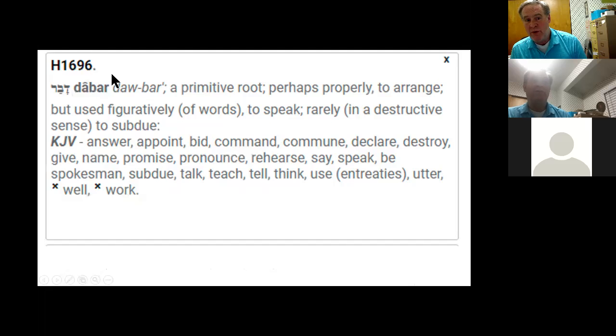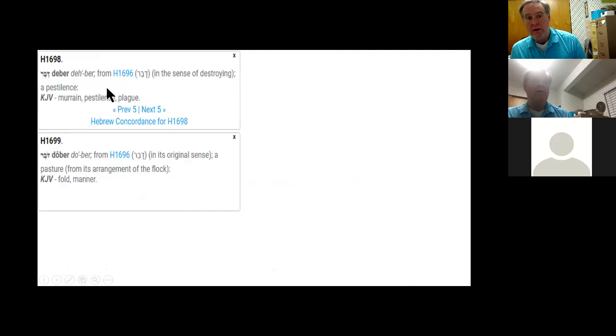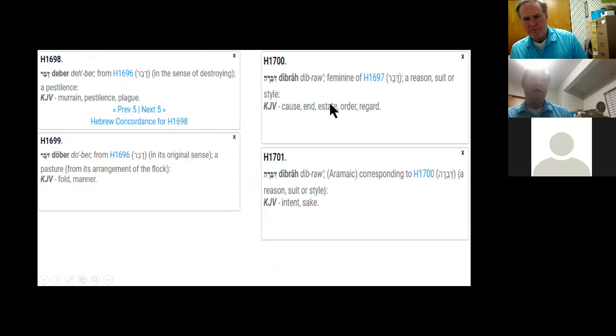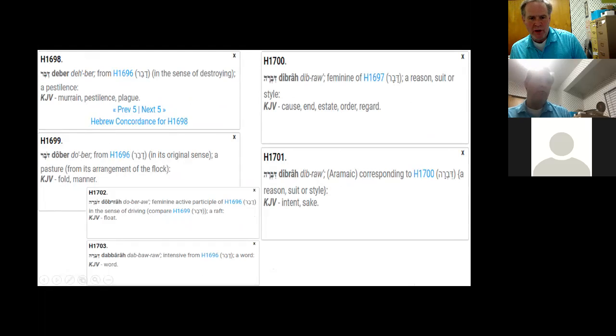This is the word just before. It's spelled the same. This is the root, and it means something a little different. The next word, deber, has different vowels. It doesn't mean the same thing. It means pestilence or plague, but it came from the same root. Dober means a pasture, a fold, or manner. There are a lot of different meanings of different things.